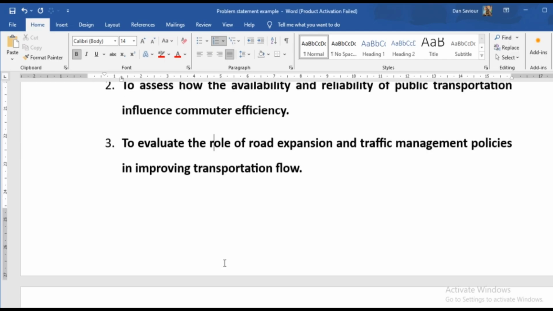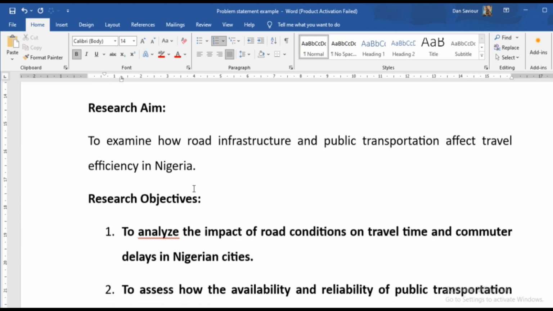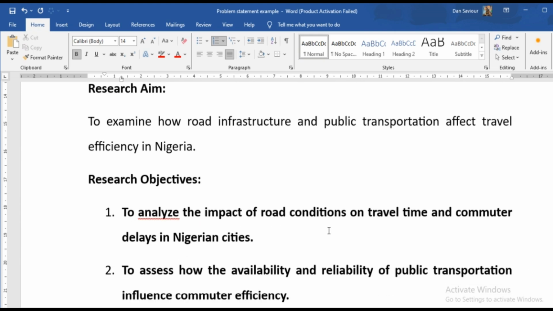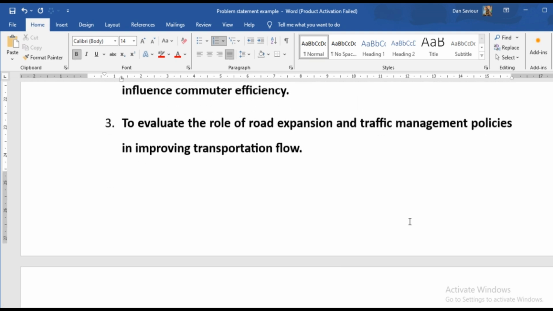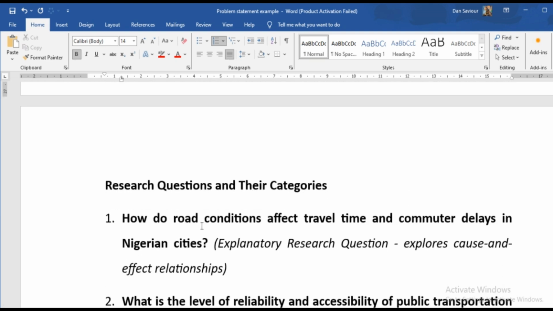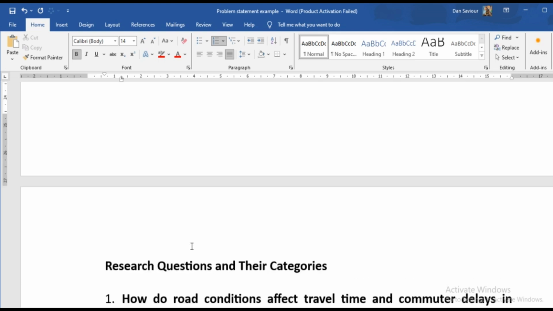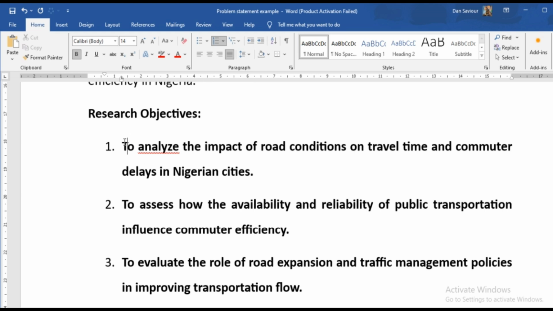So we have to analyze the impact of road conditions on travel time and commuter delays in Nigerian cities. Now look at the research question here. How do road conditions affect travel time and commuter delay in Nigerian cities? Right? You find out that they are not so different.